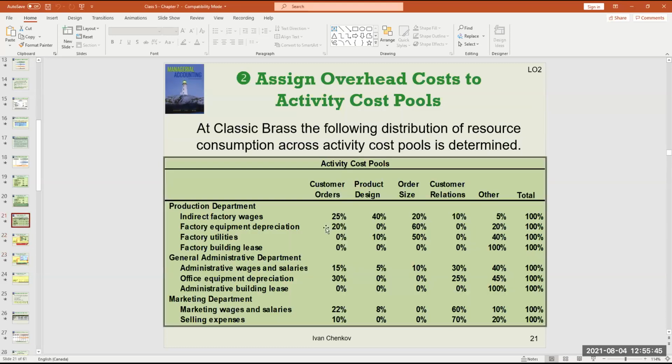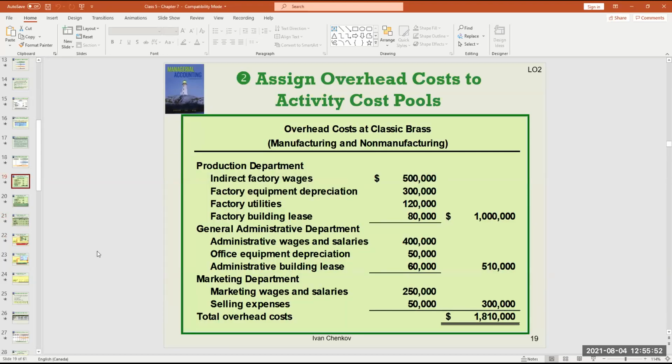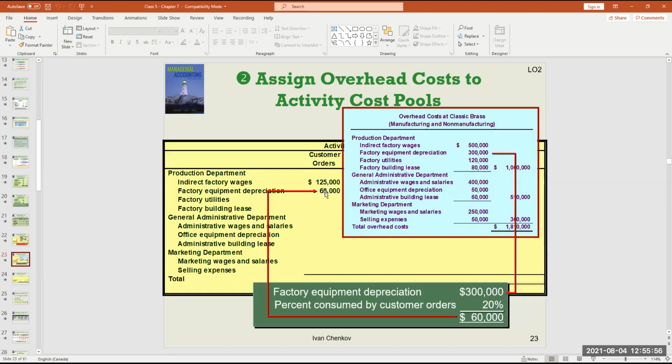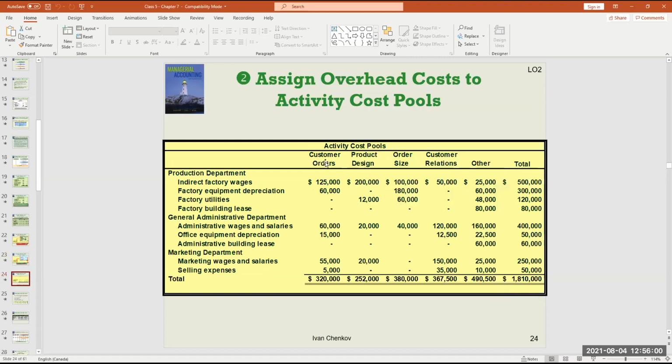Then on the factory, you have 20% on the factory equipment. Factory equipment depreciation was a total of 300,000. So we're going to get only 20%, and we're going to allocate it to the customer orders. And we keep going until we get this table.